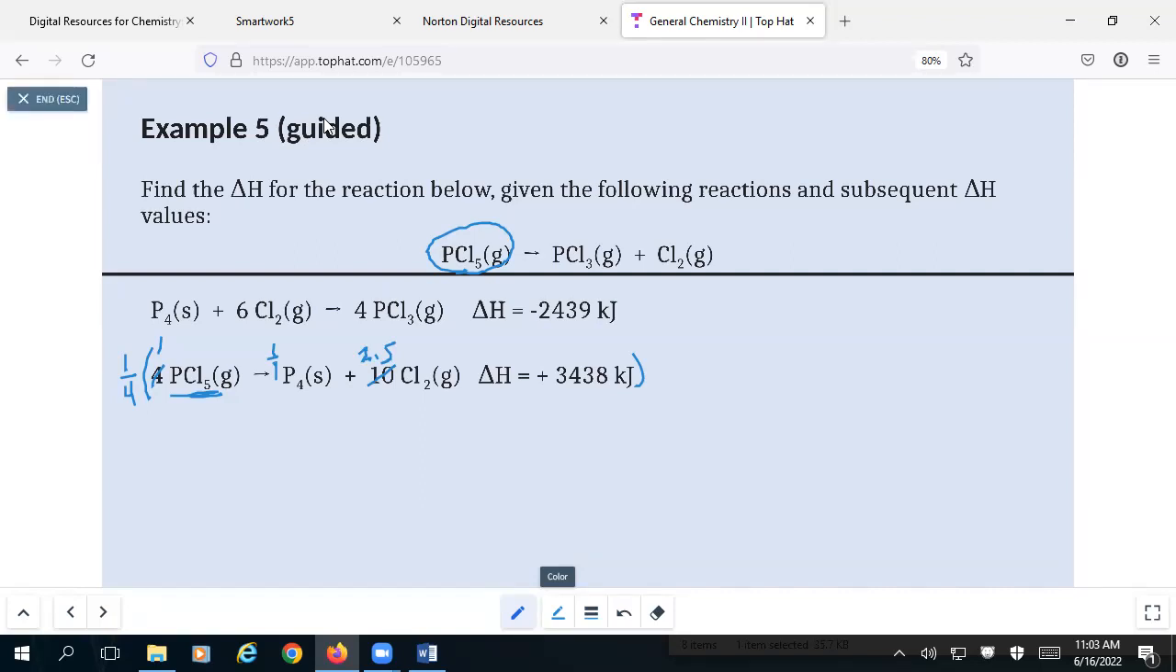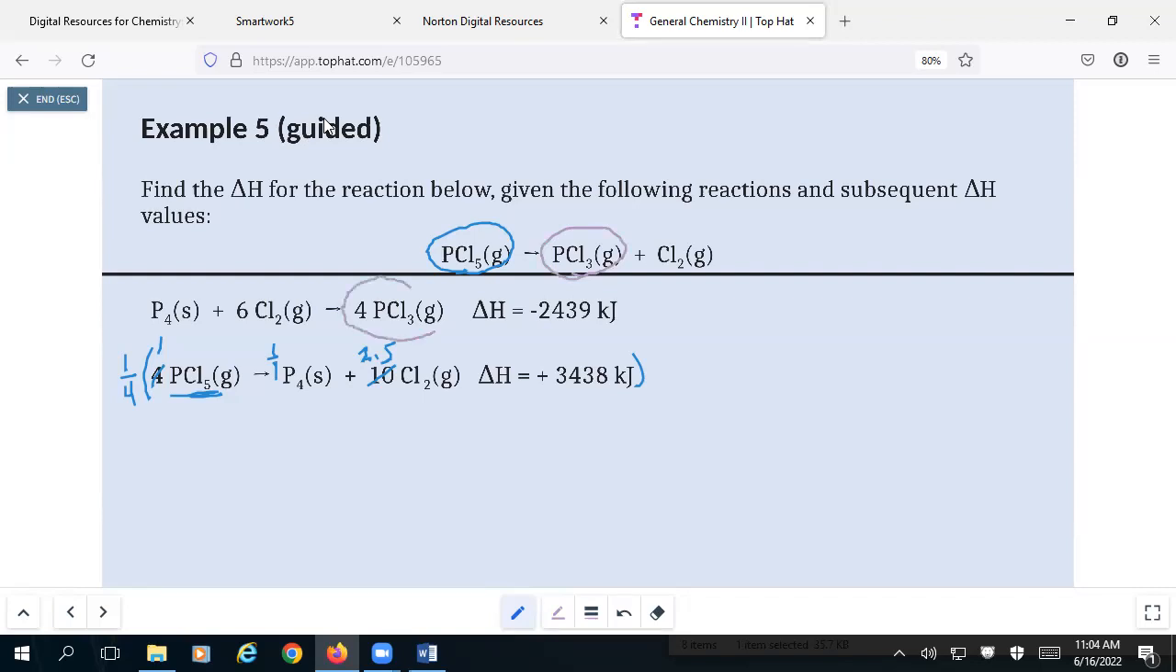Now with this first equation, we might also be tempted to look at, oh wait, here's chlorine. I need chlorine on the other side of this equation. Let me flip it around. Problem is, I've already got chlorine on this side of the equation also. What I need to focus on is the phosphorus trichloride here.